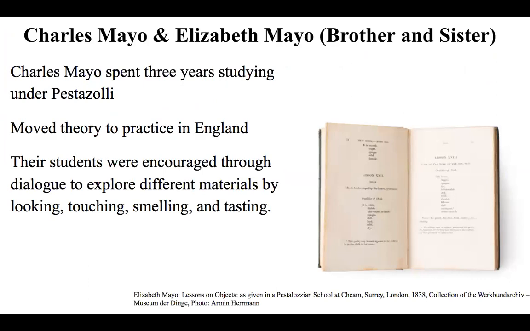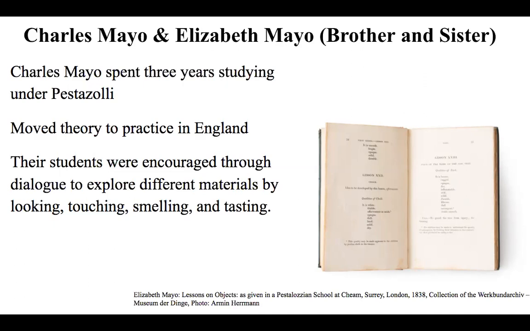So that was Pizzoli. His ideas kind of came to fruition with people like Charles Mayo and Elizabeth Mayo. They were a brother and sister combo in England. And in the 19th century, they started publishing a lot of books on object-based lessons and object-based learning to provide a way for teachers to incorporate this approach to their classroom.